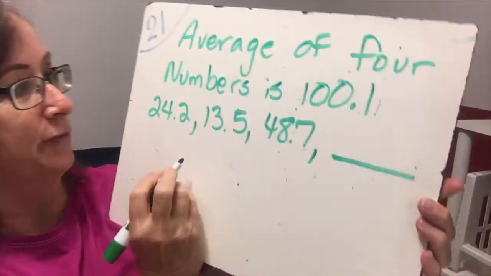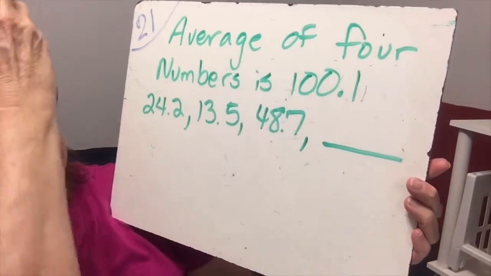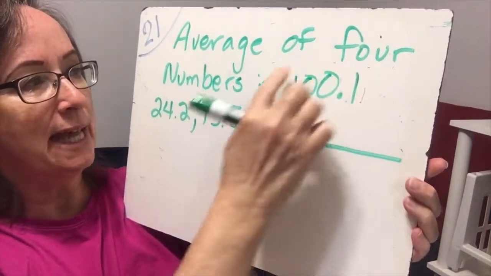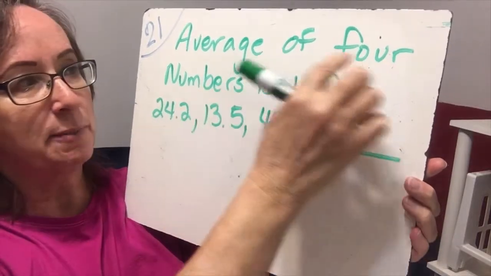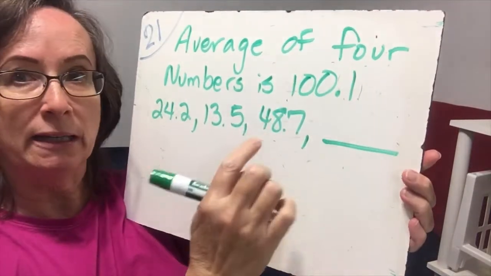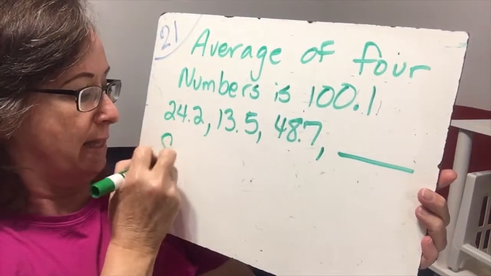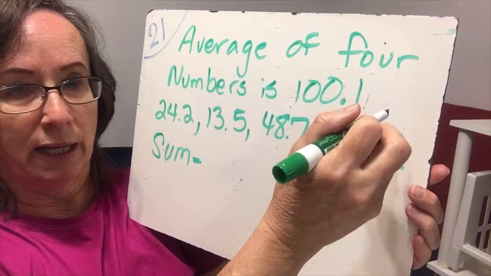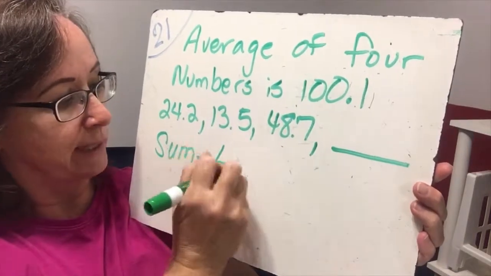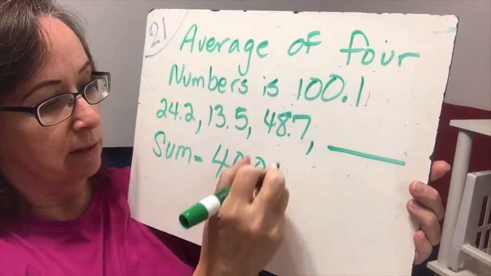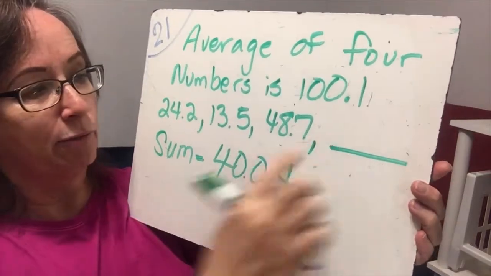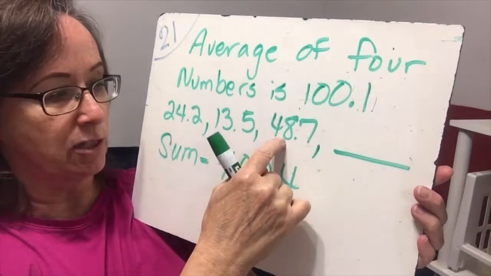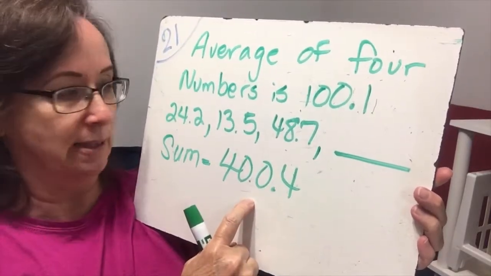Okay, I hope you paused your video and found your answer. Now we know that if the average of four numbers is 100.1, then we can take the average times the number of numbers and come up with the sum. So the sum is going to be 100.1 times 4, which gives us 400.4. Now if we want to know what this number is, can we not just find the sum of these three and subtract it from the total sum?